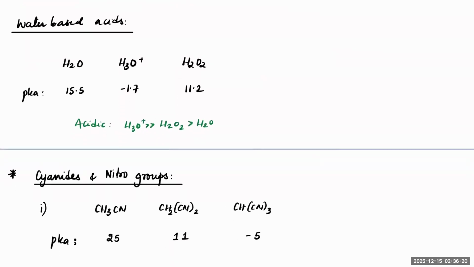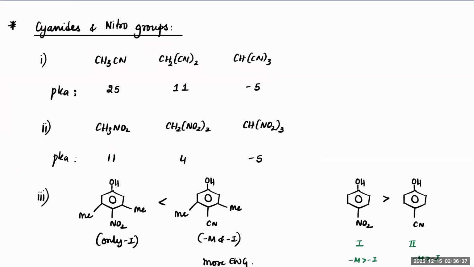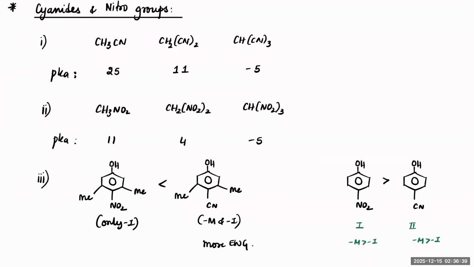Now, have a general look at all the acids which you will come across: water, hydronium ion, and peroxide. Water is 15.5, hydronium ion is minus 1.7, peroxide is 11.2. So you know the acidic strength now. Next, cyanides and nitro groups. If there is one cyanide, the pK value is around 25. Two cyanides is 11, and three cyanides makes the hydrogen very, very acidic.